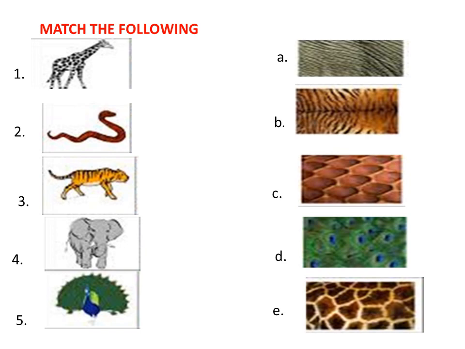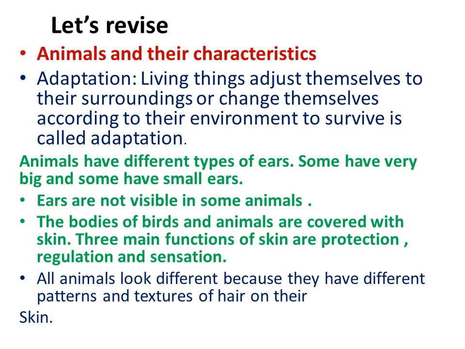Alright children, only this much for today's class. Let's revise all the points covered. So in today's class, we studied about animals and their characteristics. We understood the term adaptation. The meaning of adaptation is that living things adjust themselves to their surroundings or change themselves according to their environment to survive.